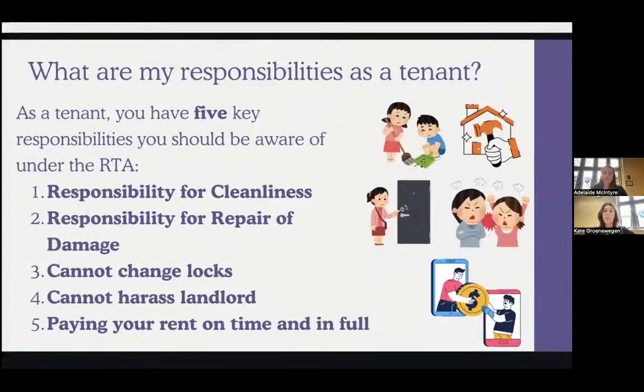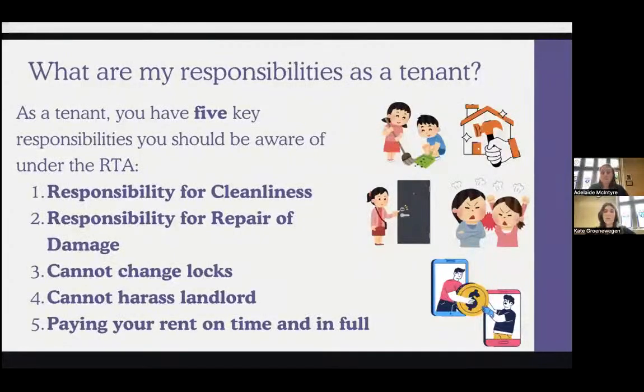This includes sweeping the floors, keeping kitchen appliances, countertops, and sinks clean, and cleaning the bathroom, so the toilets and sinks. It is unlikely for you to be evicted because your unit is not clean unless a lack of cleanliness is interfering with the reasonable enjoyment of the landlord or other tenants or leading to other issues, including pests.